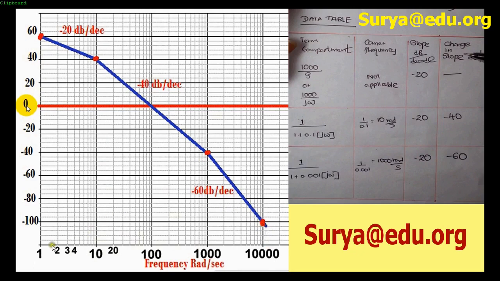So what is the first corner frequency? It is 1 radians per second. What is the respective magnitude for that? 60. So our first point is 1 radians per second and 60 decibels.